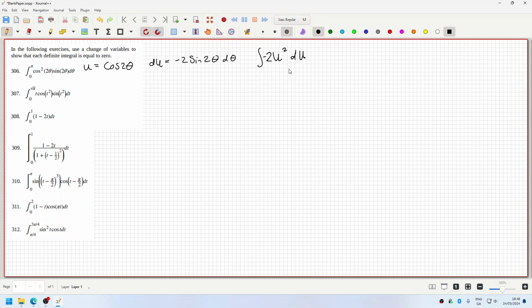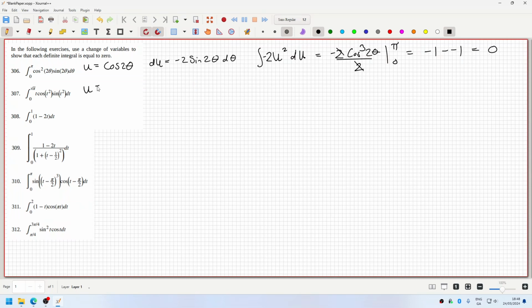Okay. Now, the limits we can change. These were in terms of t. Well, actually, let's just integrate it. So that becomes minus 2u cubed over 2, and then 0 to pi. So cos 2 pi is cos 0, which is 1. So it's minus 1 minus minus 1, which is indeed 0.